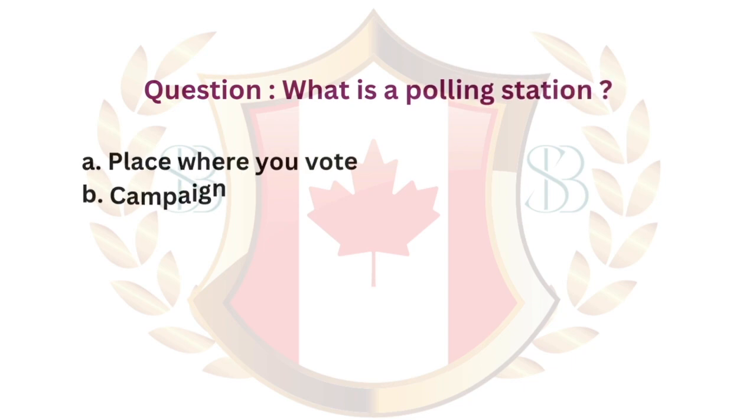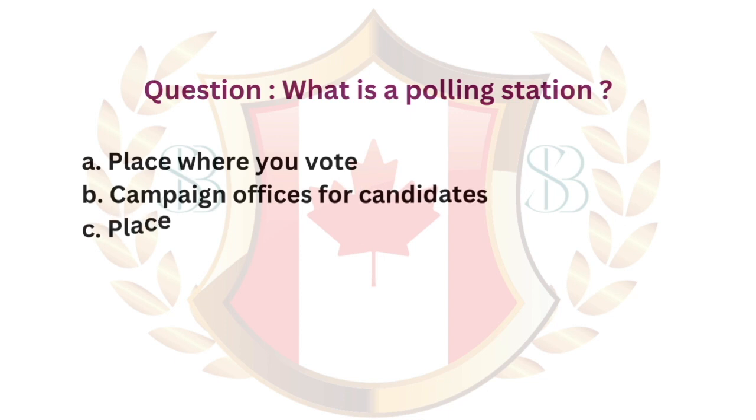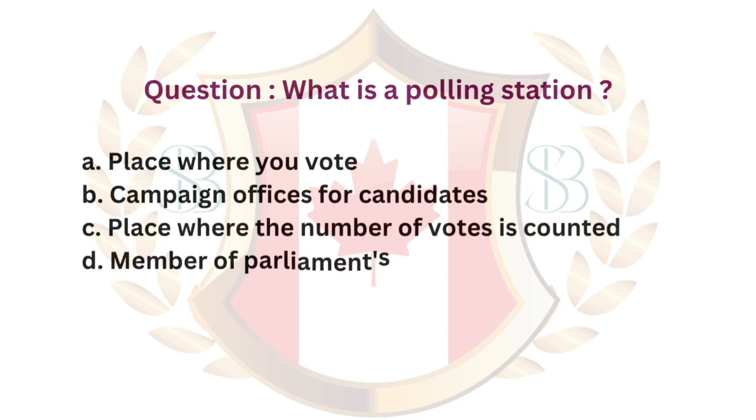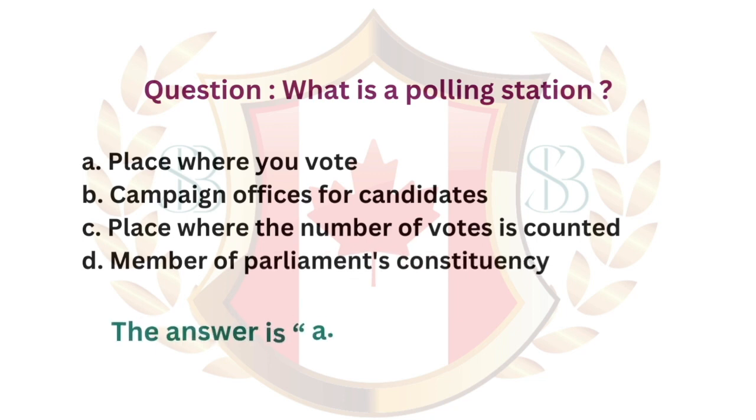Question: What is a polling station? A. Place where you vote. B. Campaign offices for candidates. C. Place where the number of votes is counted. D. Member of Parliament's constituency. The answer is A. Place where you vote.